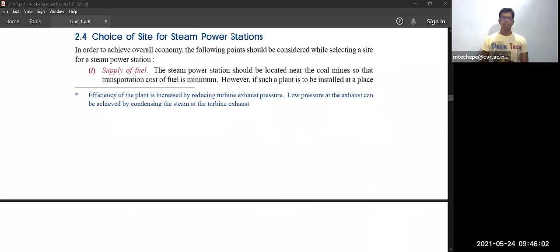Yeah, very good morning. So today we are going to discuss the choice of site for steam power generating units, or thermal generating units. How to choose the land? What are the choices to choose the particular land or location of the particular steam power station?